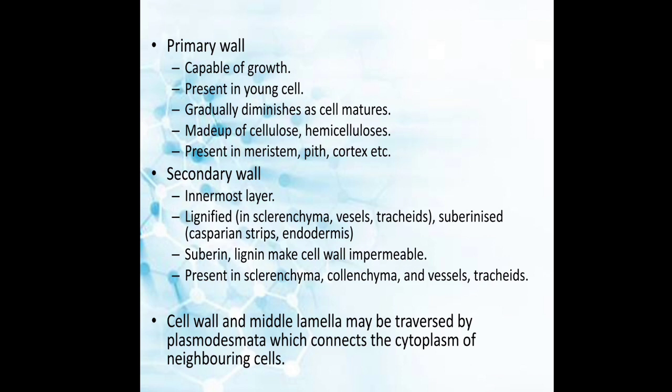The secondary cell wall is the thicker cell wall. It is present inside the primary cell wall. They contain lignin for strength and density of wood. They are present in sclerenchyma, collenchyma, vessels and tracheids. Now the cell wall and middle lamella are traversed by the plasmodesmata which connects the cytoplasm of the neighboring cells.